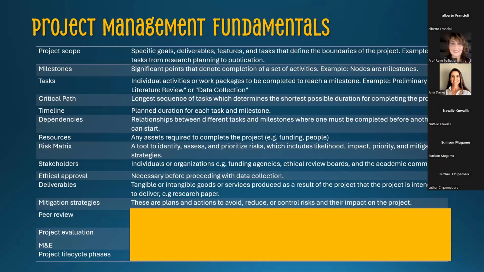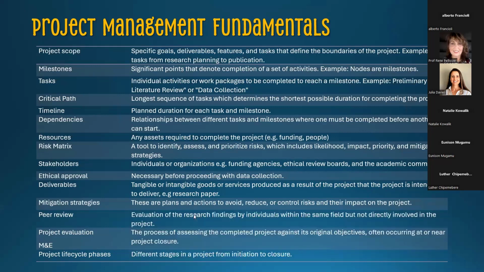Then what is it that we need to achieve? What are the tangible or the intangible goods that we need to deliver? What are the plans we need to put in place? How will we evaluate the findings of the research? How do we ensure that the findings that we have are validated? How do we evaluate the project towards the end to ensure we've made everything work? And what are the stages of the project that we can tick off where we are in the project?